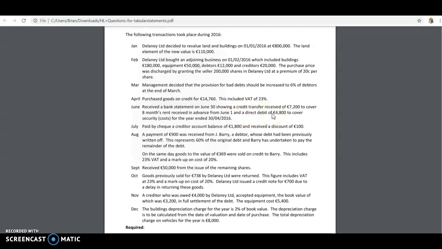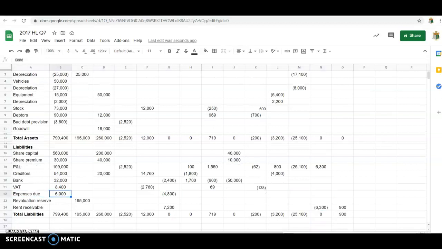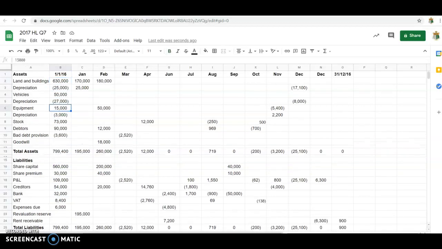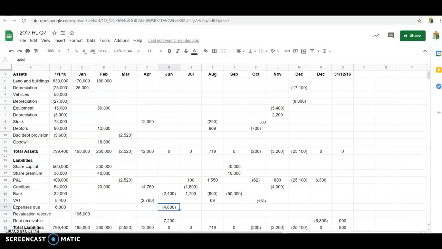Okay, so of that 4,800, 4 months of it are for this year. So if you remember here, I had expenses due at the start of the year. That was expenses for the previous year, for 15, that I owed. So this 4,800, some of that is paying the expenses due that are from 2015, but some of it is for this year. So it's 4,800 for the year ended April 16. So 4 months of that should go on this year's profit and loss account. The 8 months then should be in here reducing the expenses due because they were for 2015.